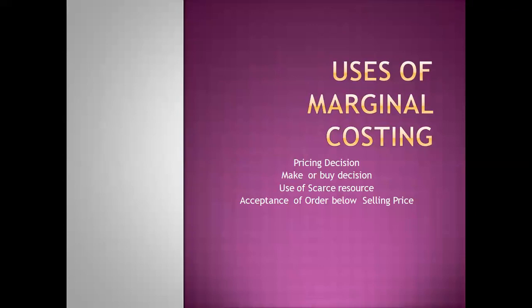But let me just give you some uses of marginal costing. Number one, we've got pricing decisions. When we want to do our pricing, usually in the short run we use marginal costing. We can use it on make or buy decisions, a decision whether to make a product or to buy a product. Usually we buy a product when the marginal cost of production is higher than the cost of outsourcing the material. Then use of scarce resources, this is what we are going to concentrate on today. In our next video, we'll be concentrating on the acceptance of orders below normal selling price.